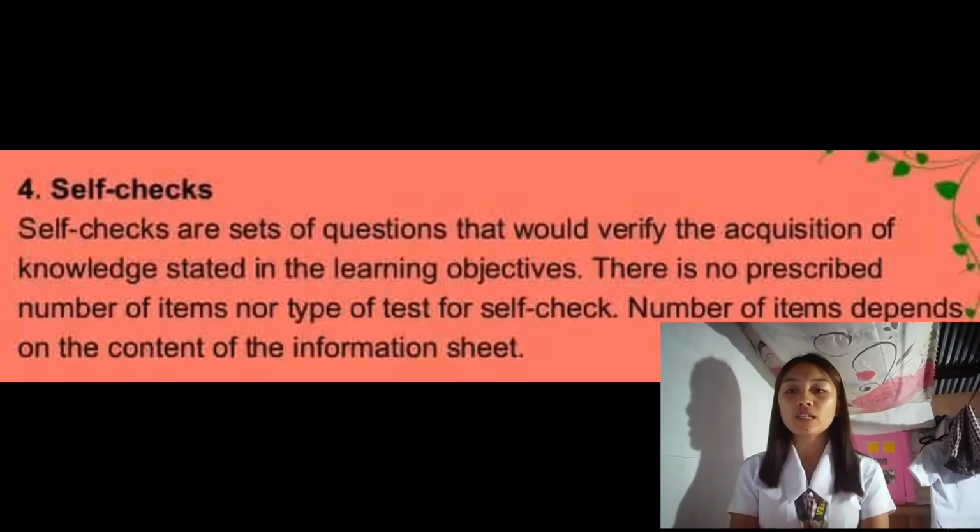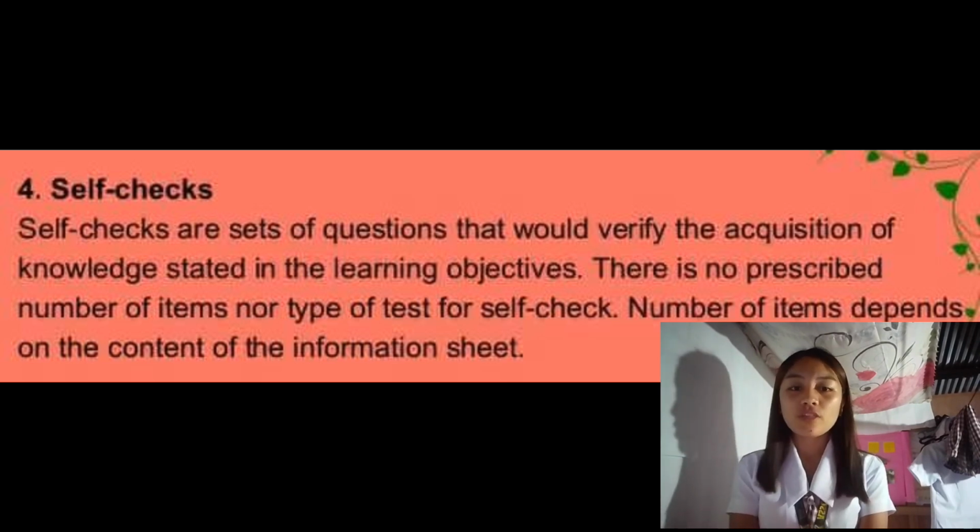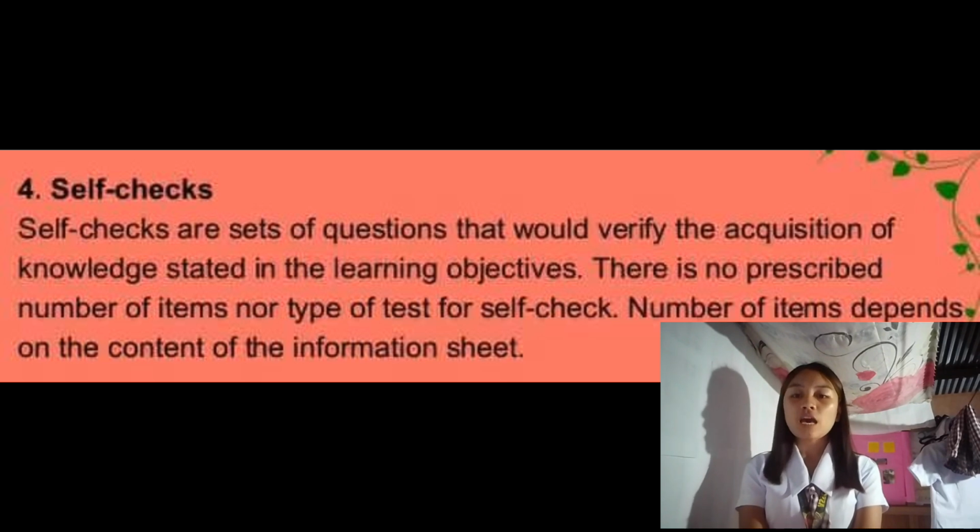Number 4 is self-checks. Self-checks are a set of questions that would verify the acquisition of knowledge stated in the learning objectives. There is no prescribed number of items nor type of test for self-checks. The number of items depends on the content of the information sheet.